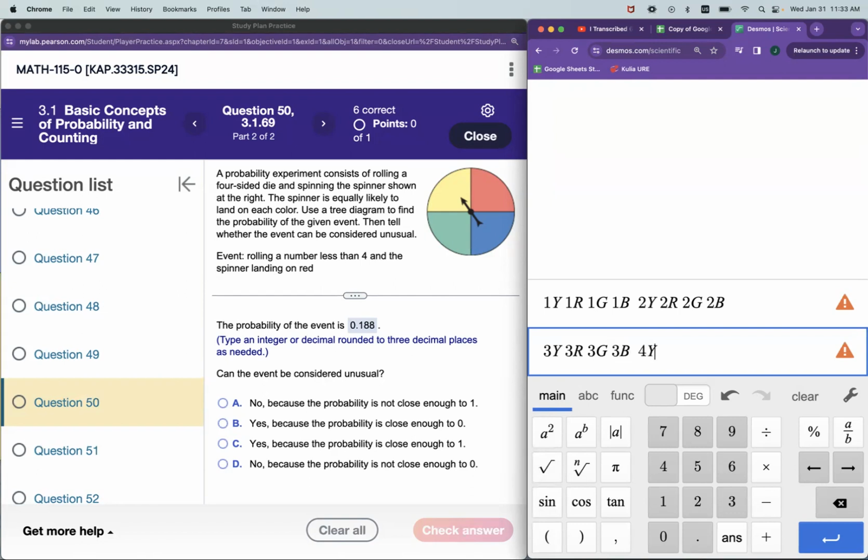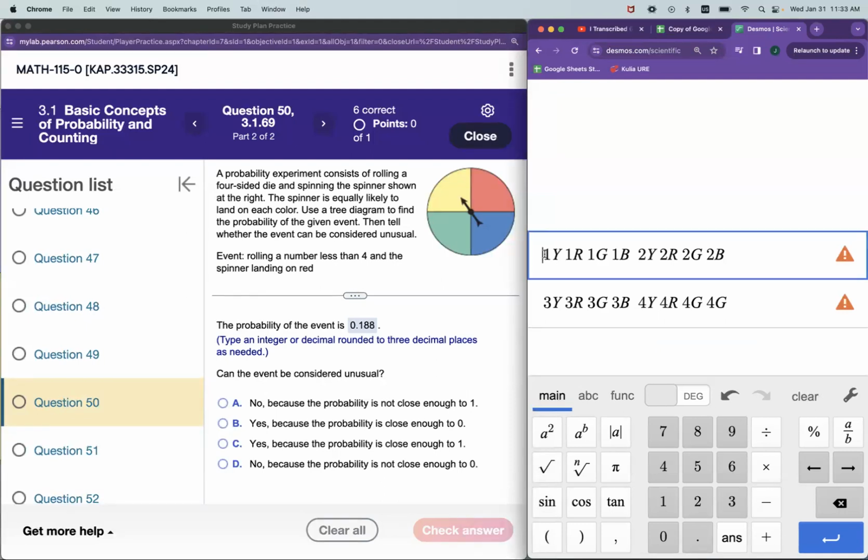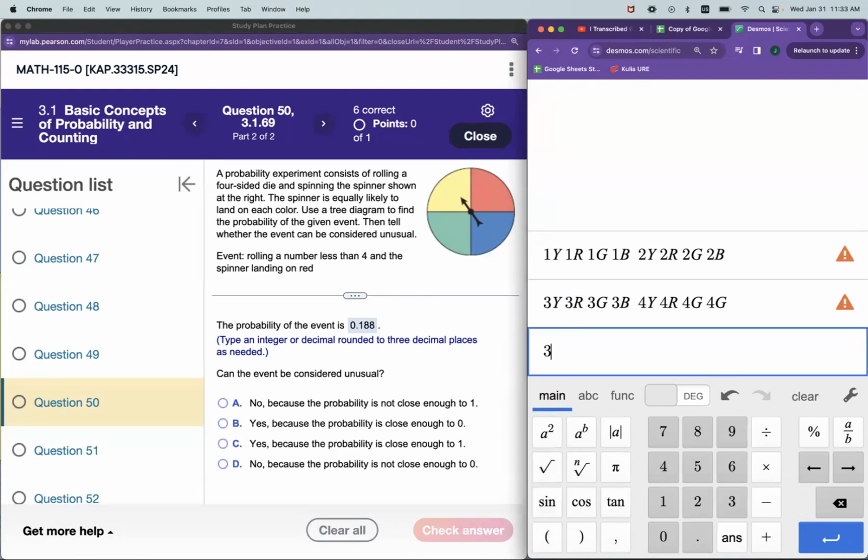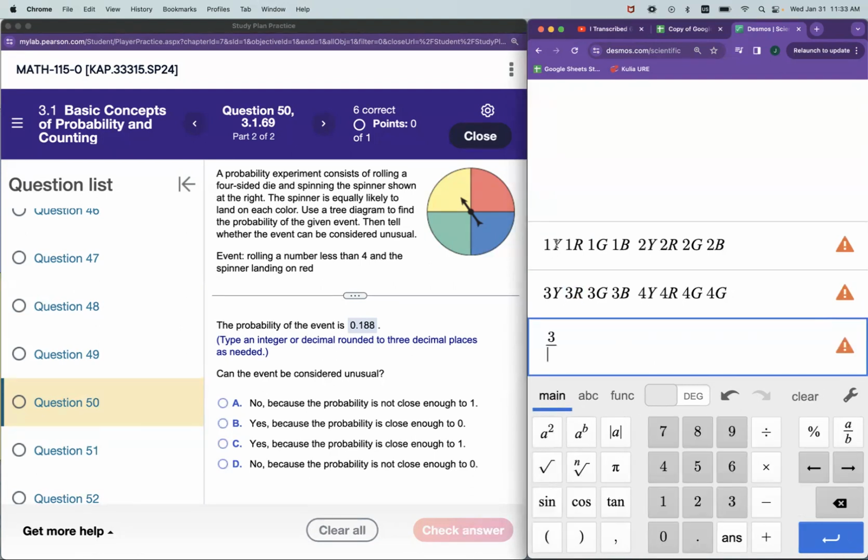And same thing for the fours. 4Y, 4R, 4G, 4B. So this would be like the branches of your tree diagram, right? And you're looking for which one of these were you rolling a 1, 2, or 3, and then red. So that's 3 possibilities out of the total of 4 times 4, 3 out of 16, right? So that's another way to calculate that same thing.